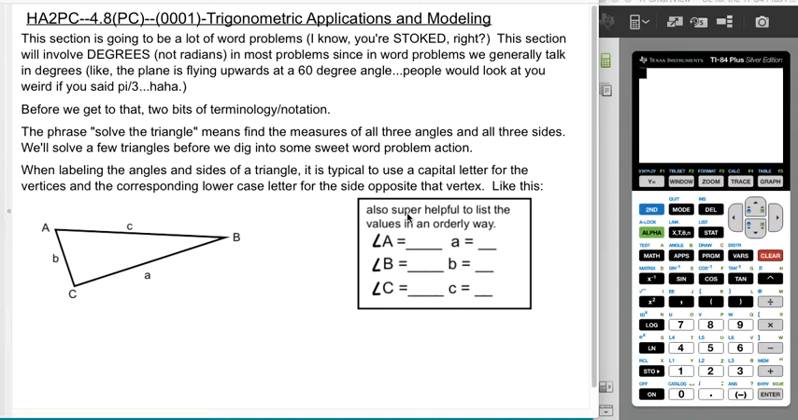All right, this is Honors Algebra 2 Pre-Calculus. We're doing 4.8 in Pre-Calc, which is the last section of Chapter 4. This is our first video, so we're going to go ahead and work through some trig applications and modeling.